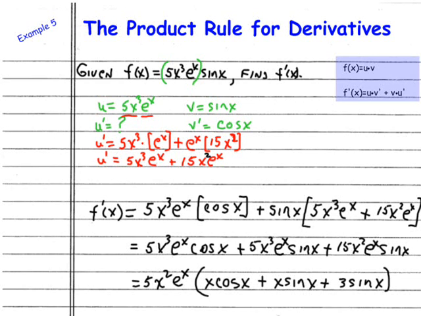Well, that concludes the first part of the chapter on the product and quotient rule. We'll next look at the quotient rule.